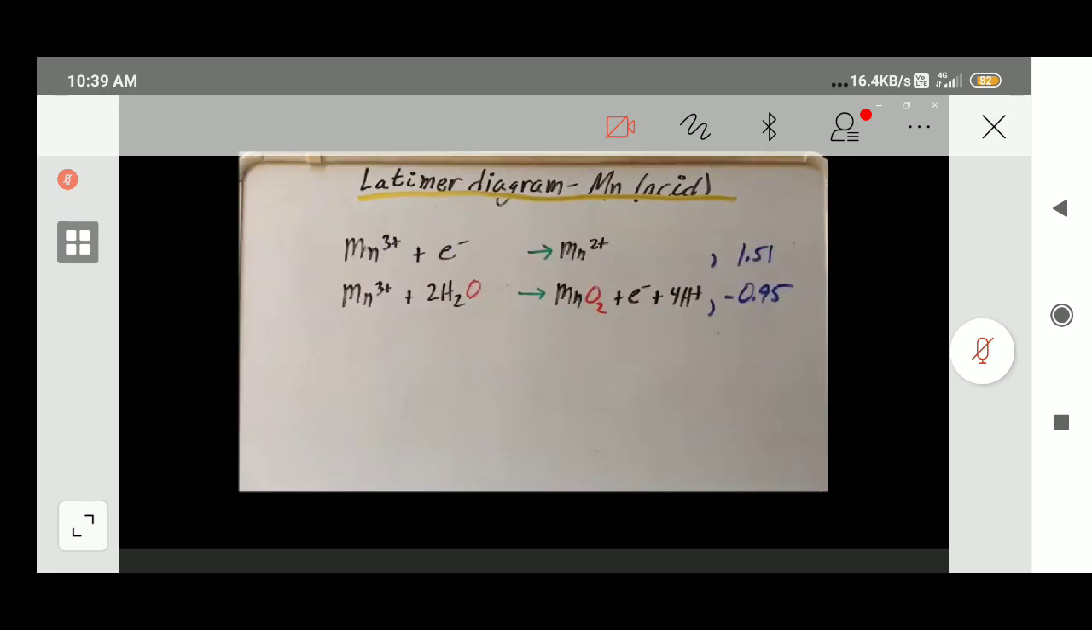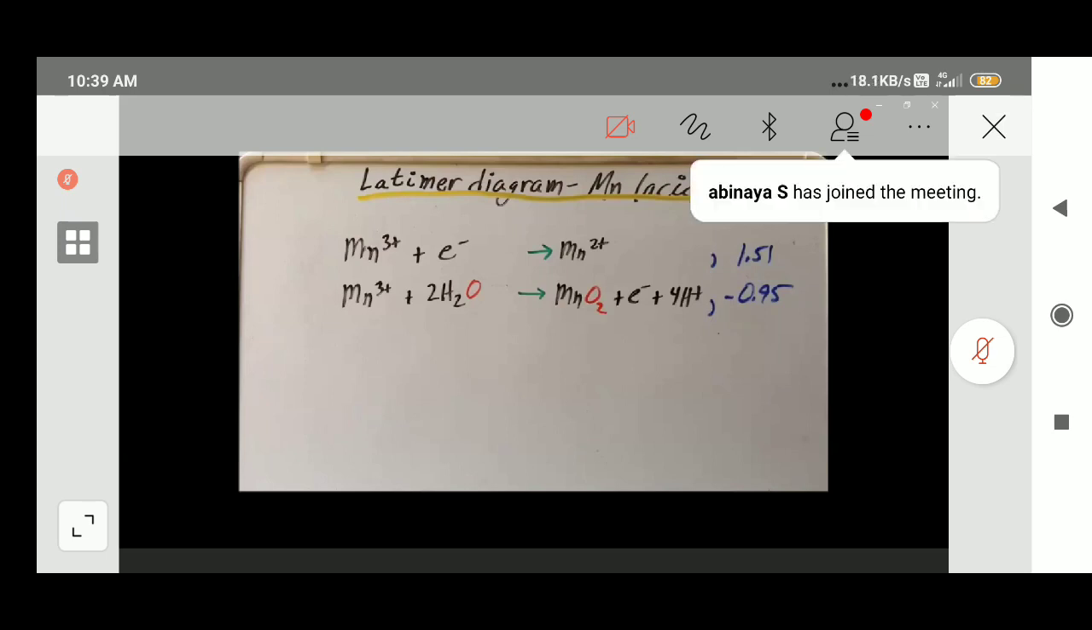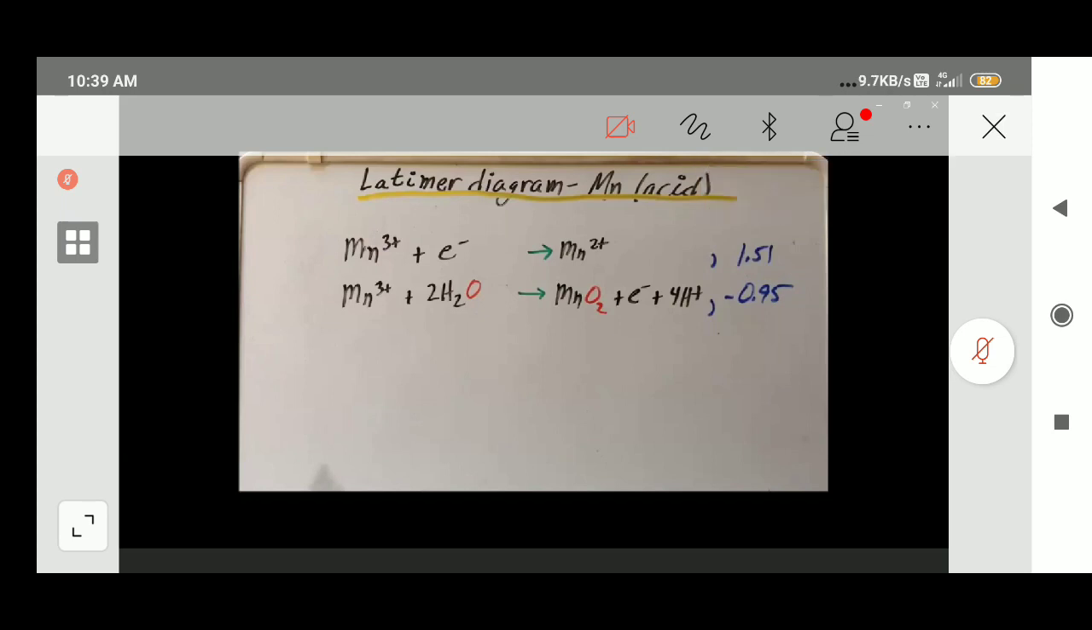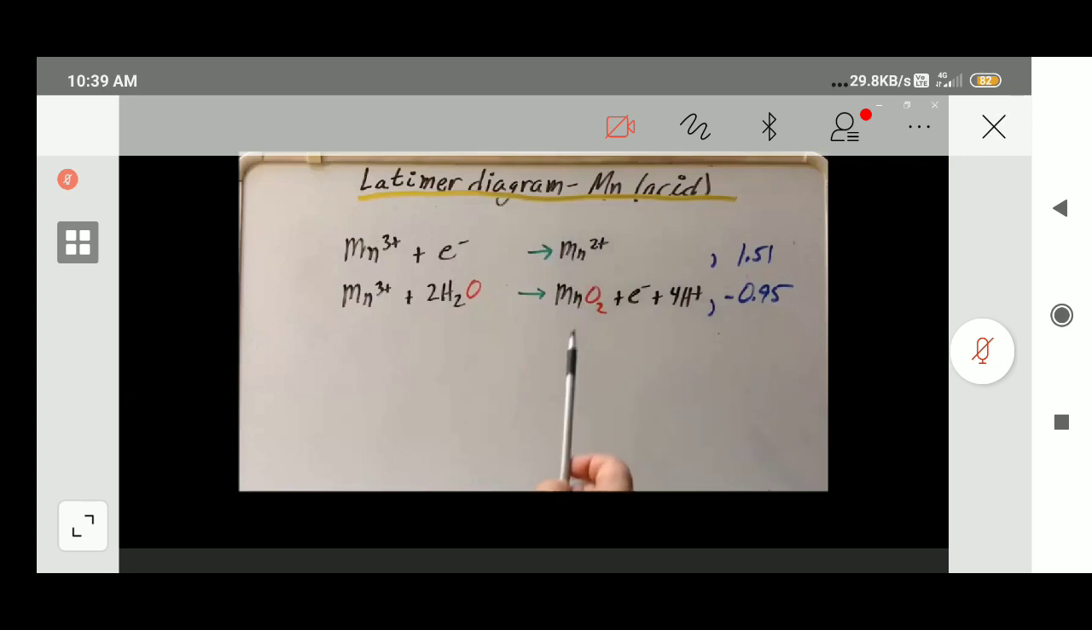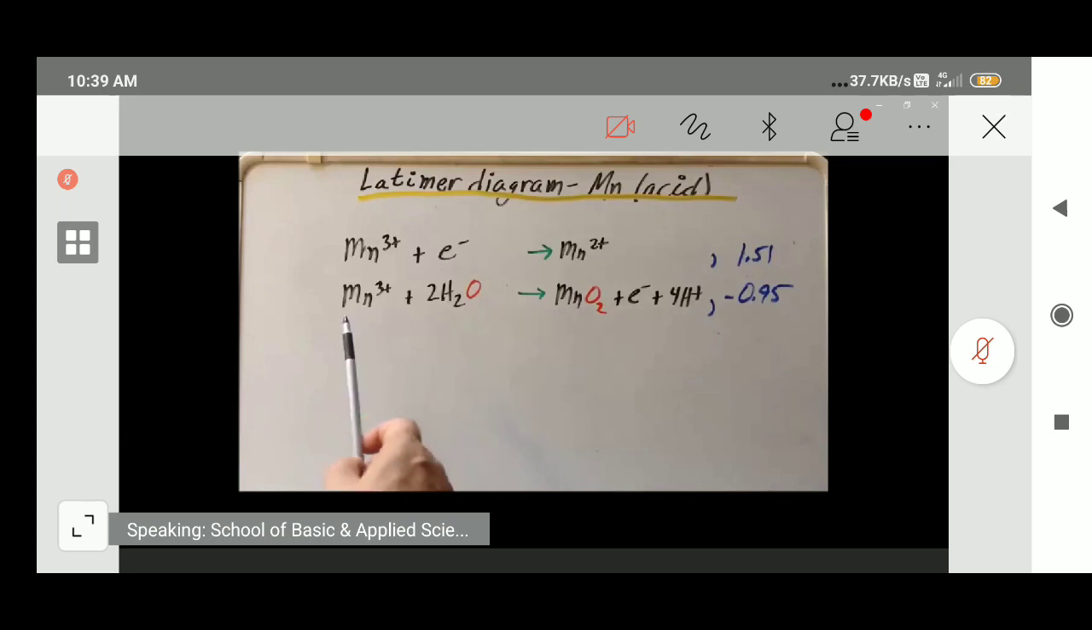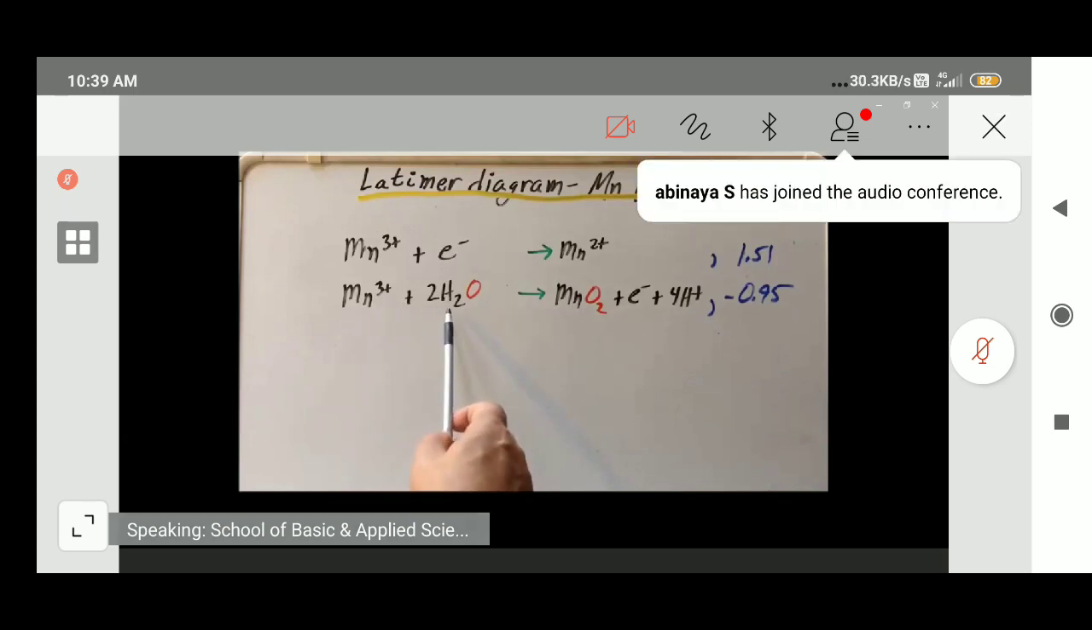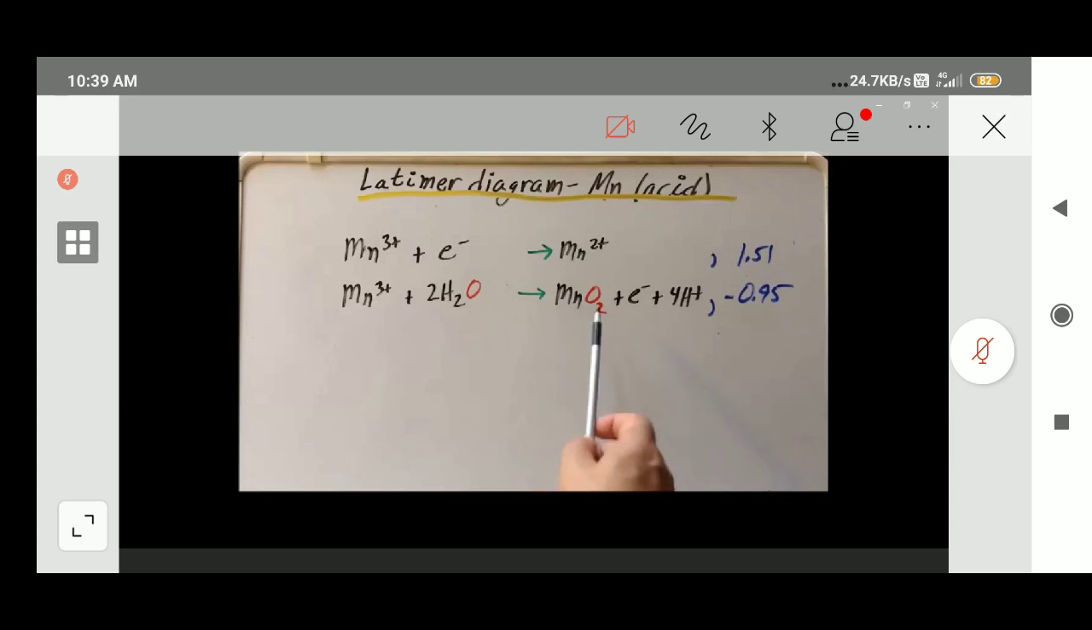The last reaction we're going to look at is the disproportionation of manganese 3 plus in acidic solution. First reaction, the one with the more positive value, is written in the standard form as a reduction. We have manganese 3 plus and an electron giving manganese 2 plus. Then we take the other reaction and flip it around, so now it is written in the form of oxidation. We have manganese 3 plus and 2 molecules of water giving manganese dioxide plus an electron plus 4 hydrogen. And since we flipped it, we have to change the sign from a positive 0.95 to a negative.